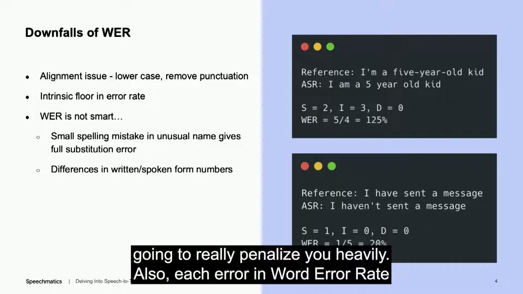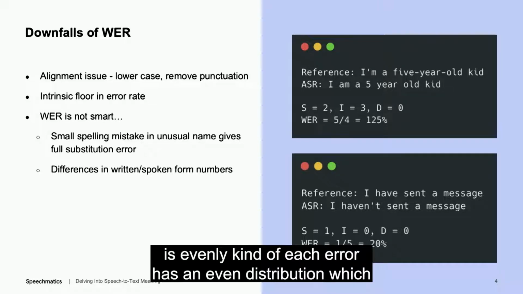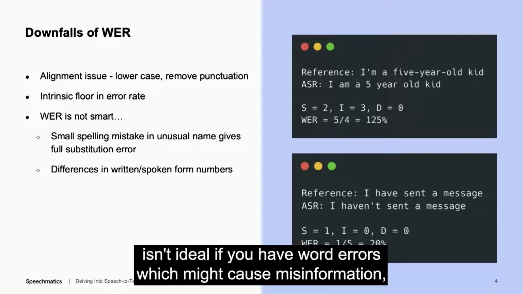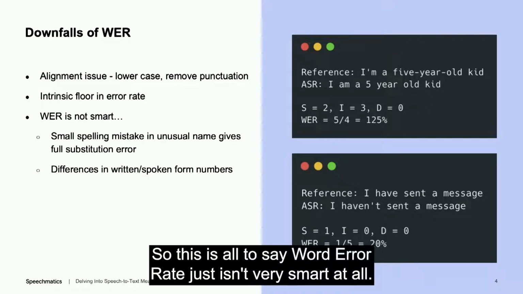Also, each error in word error rate has an even weighting, which isn't ideal if you have errors which might cause misinformation, for example. You want to penalize those more. So this is all to say word error rate just isn't very smart at all.